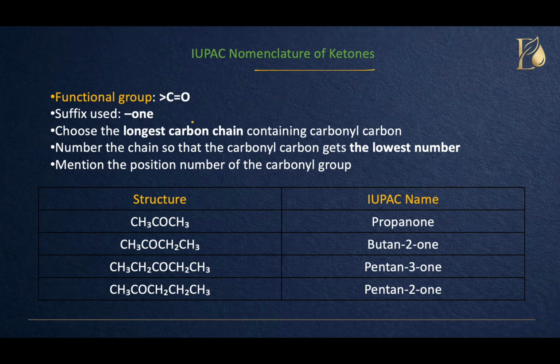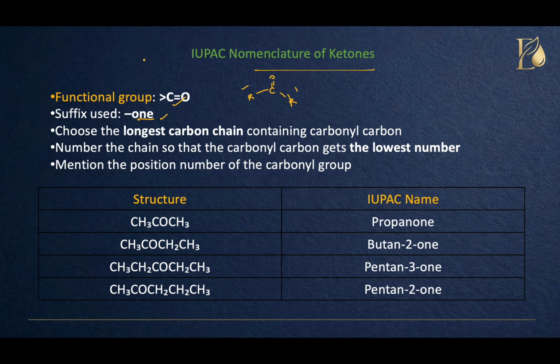Ketones are compounds which have a carbon-oxygen double bond, and the carbon atom's other two bonds are fulfilled by alkyl groups. So generally we can write C double bond O with R and R dash. Okay, so this is the ketone group. In ketones the suffix used is "one", O-N-E. So the functional group is the CO group and the suffix is "one".